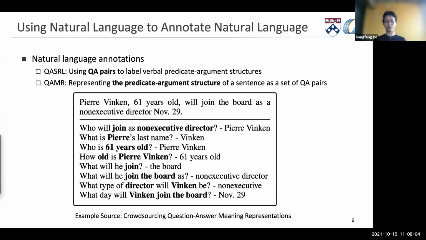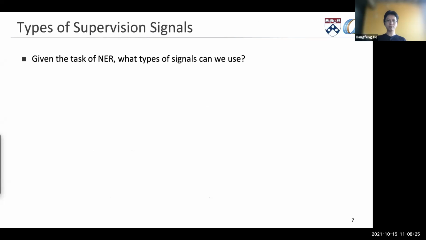Given the first question, who will join as non-executive director, the answer is P, Arthur Lincoln. We can see that this QA pair indicates that P, Arthur Lincoln, is the A0 or agent for the verb join. Similarly, we can use other QA pairs to indicate similar predicate argument structures in the sentence.